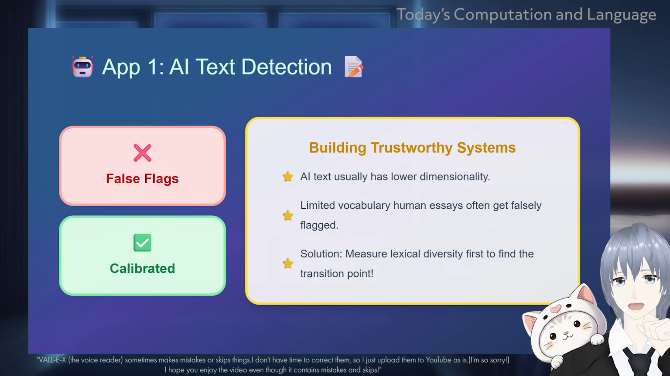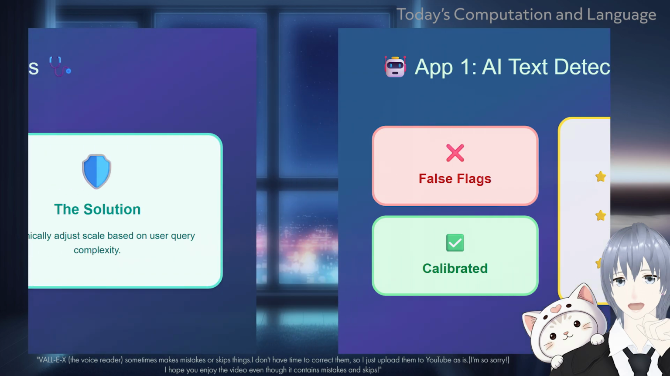By applying the principles from this paper, engineers can calibrate their AI detectors to account for the local and global regimes. They can measure the lexical diversity first, find the transition point, and then apply the correct dimensionality scale. This means fewer false accusations for students, and a much more trustworthy internet for everyone.